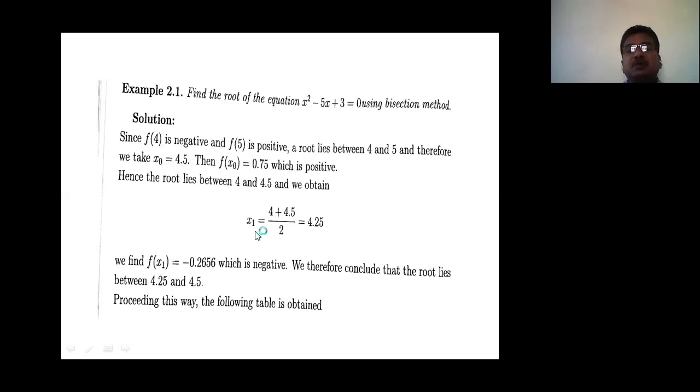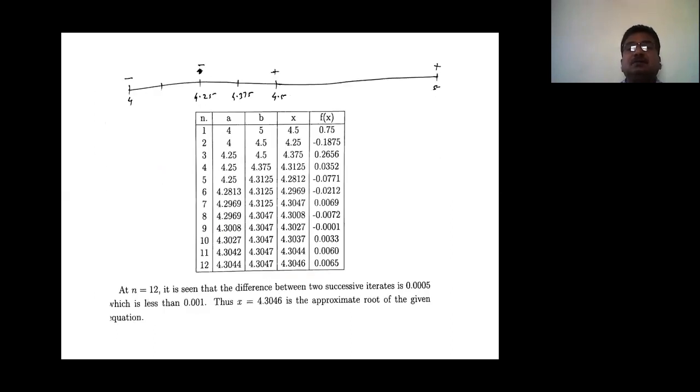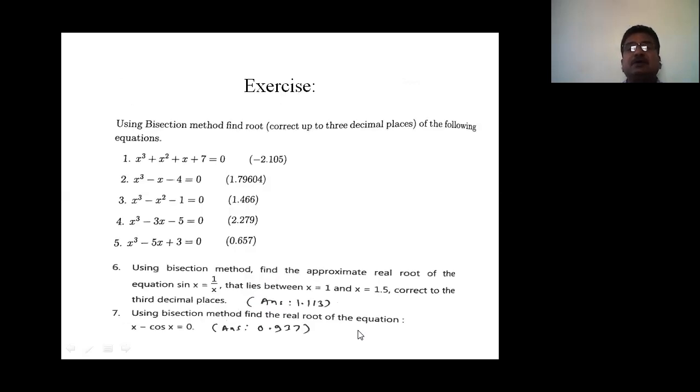So the next is what? x2 is 4 plus 4.5 by 2. And perform in this way. The next 12 iterations. After 12 iterations, what do we get? The answer correct up to 3 decimal places. That is, if we substitute these two values, we get the answer 0.0 something. Okay, and so write the last sentence that 4.3046 is the approximate root of the given equation.